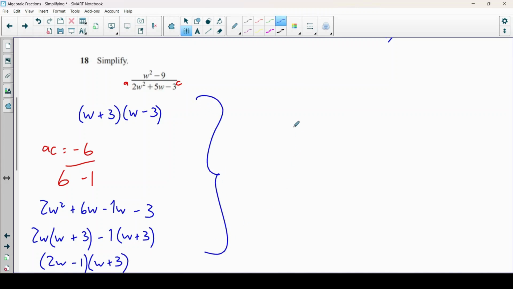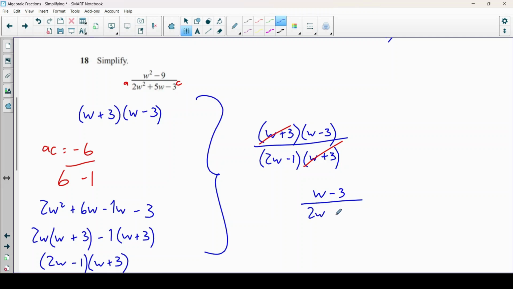Let's combine those two things together. So on the top, w plus 3, w minus 3. And on the bottom, 2w minus 1, w plus 3. And I can divide top and bottom by w plus 3. That just gives me w minus 3 over 2w minus 1.